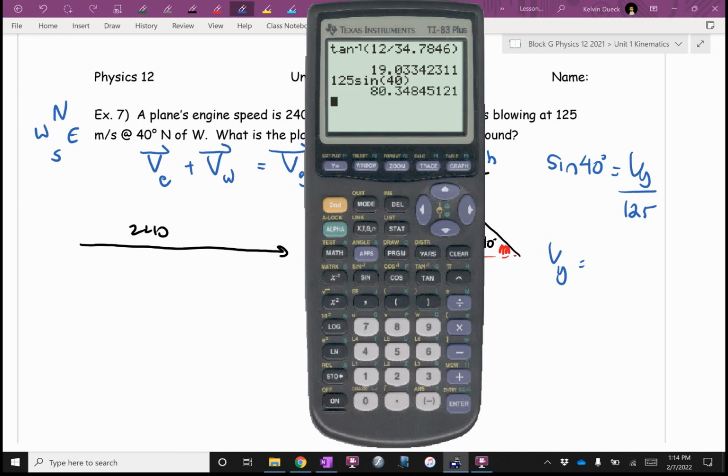And since I'm going to use this, I'll carry some extra sig figs. I'll call it 80.348. Five sig figs usually gets me there. I'll go more if there's a nice 0 to round off on, but usually otherwise 5 will get me there. 80.348.